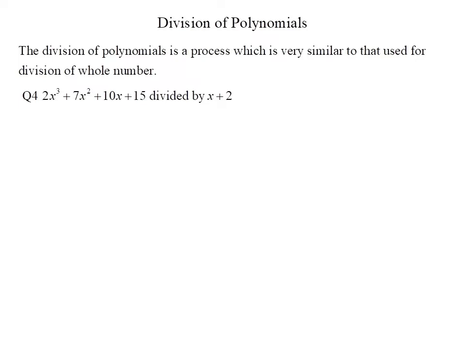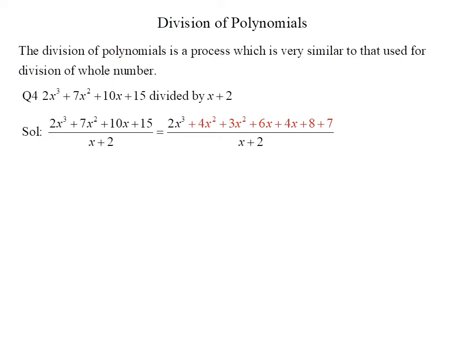Since the denominator is x plus 2, we try to make such a term in the numerator. So the quadratic term of 7x squared is separated as 4x squared plus 3x squared. Accordingly, the linear term of 10x is also separated as 6x plus 4x. And the constant 15 is also separated as 8 plus 7.